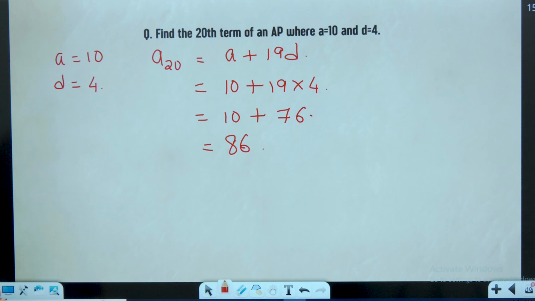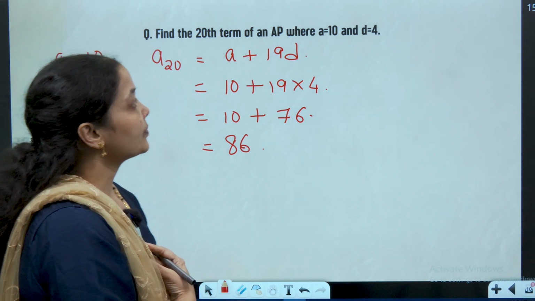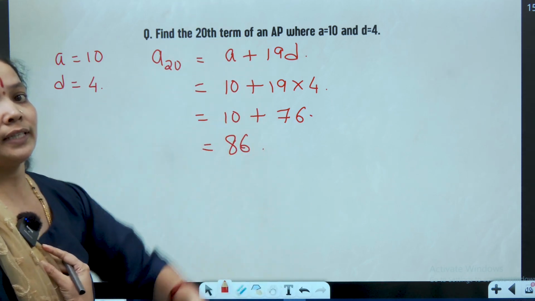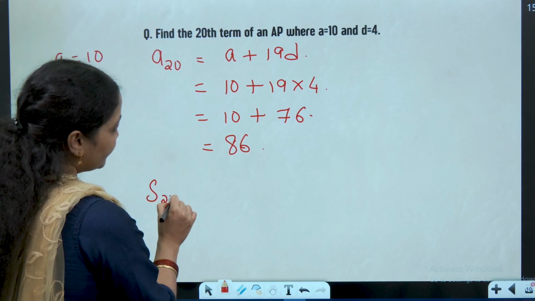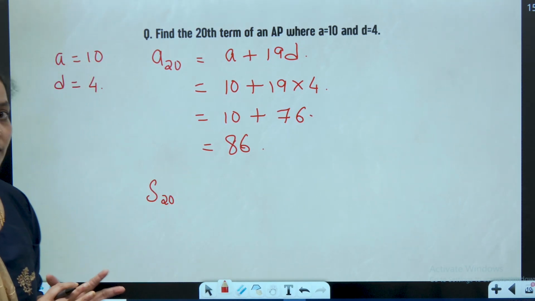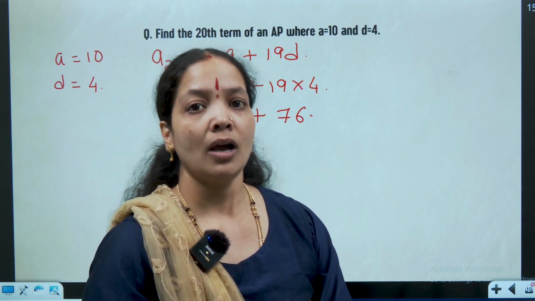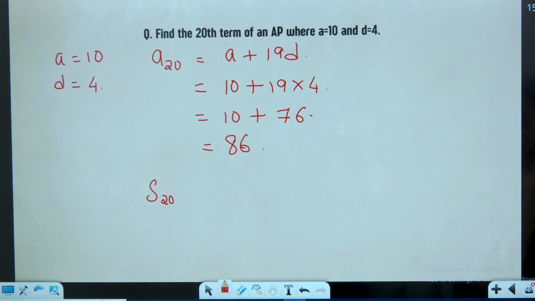So what is the 20th term here? 86. In certain questions in the textbook also, after finding the 20th term, they are just continuing the question to find the sum to 20th term. At that point of time, you have to find S20. Don't get confused. When the question is asking only for the sum, at that point of time, go for the sum, or else stick on to the terminologies. Okay. Moving to the next question here.